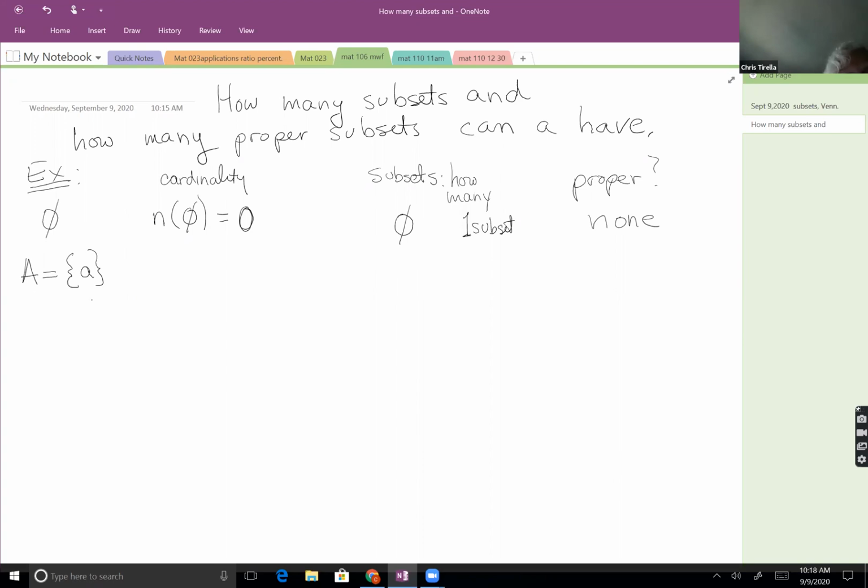I think with the next example, the difference will be a little clearer. Let's look at the set A that contains the letter A. What's the cardinality of A? How many things are inside this set? One. Now, if I wanted to list the subsets of that set, there's the empty set, and if I'm talking regular subsets, the set itself. So this one has two subsets.